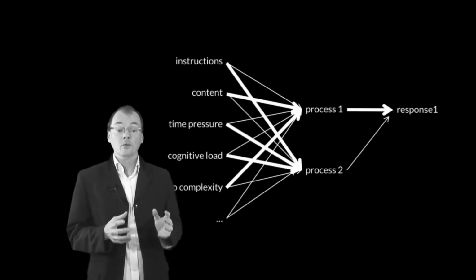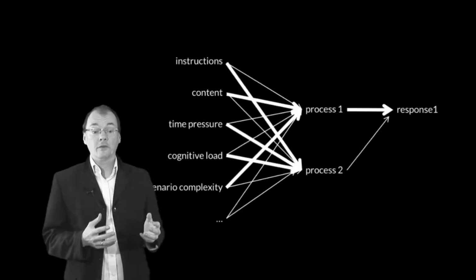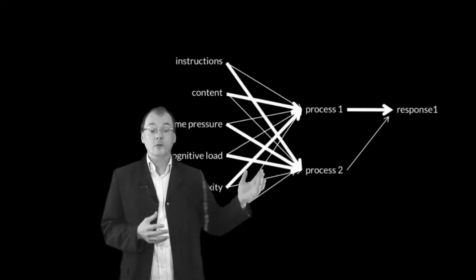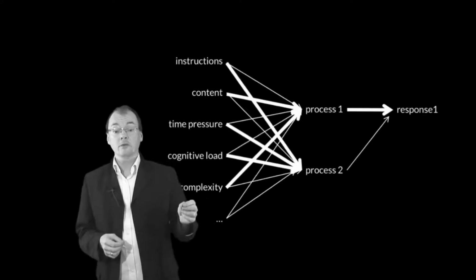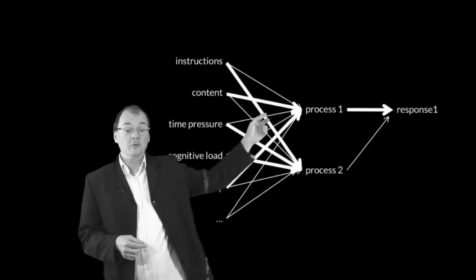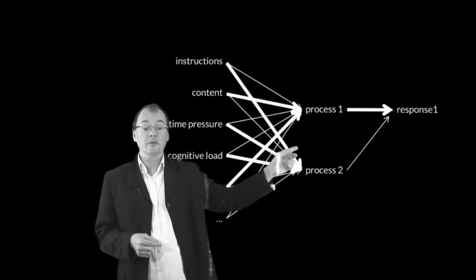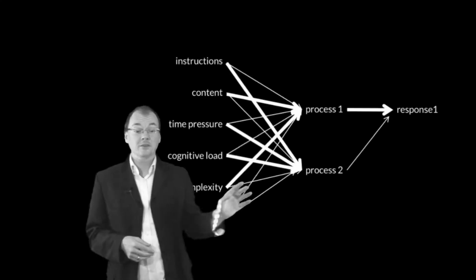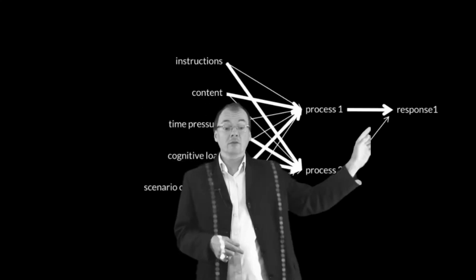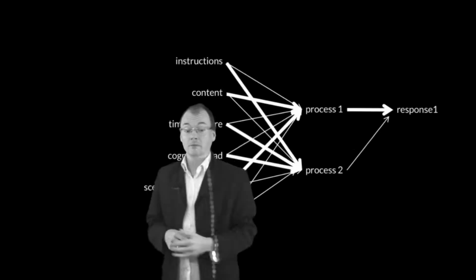Now, what's a dual process theory? Well, a dual process theory is just a theory in which there's a model of the responses according to which the responses are consequences of more than one process. So here you see I've got in my model now two processes, and these processes are differently affected by the contextual factors, and they have different strengths of effect on the response.